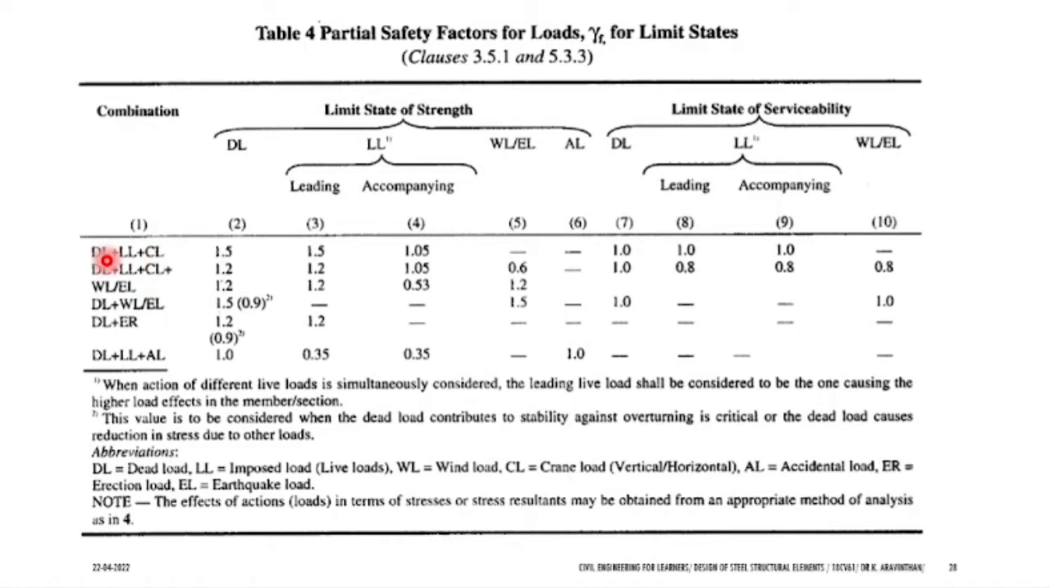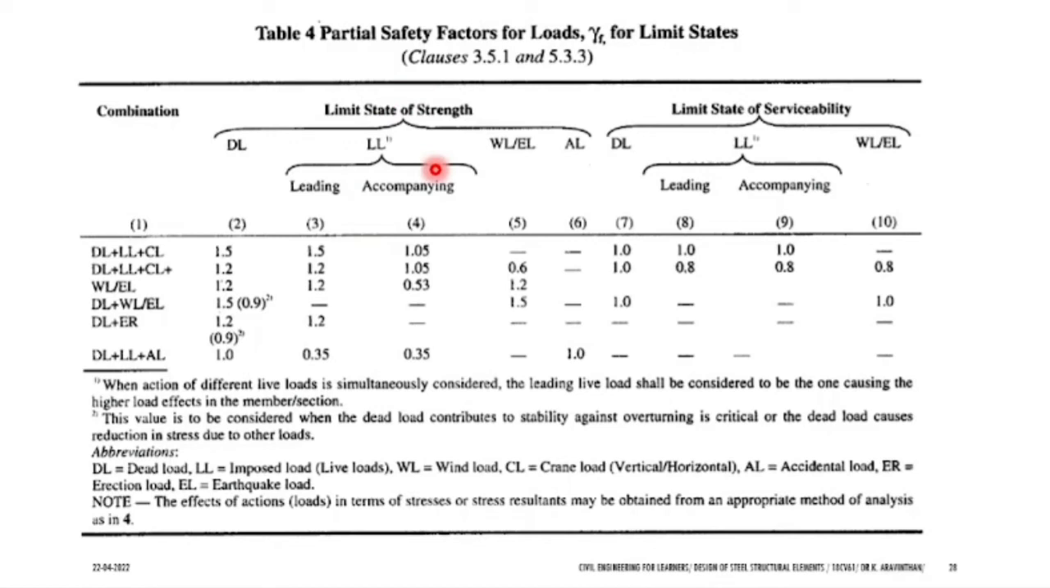DL is dead load, LL is live load, CL is crane load. Okay. If you are taking these three loads, the limit state of strength gives the partial load safety factors as 1.2 and 1.5 for dead load, and 1.5 and 1.05 for live loads. So you have to consider these two for live load, and for crane load, whatever is exact, you can take the crane load. So what you have to do here is take 1.5 times dead load and 1.5 times the live load. So this should be your limit state of strength.